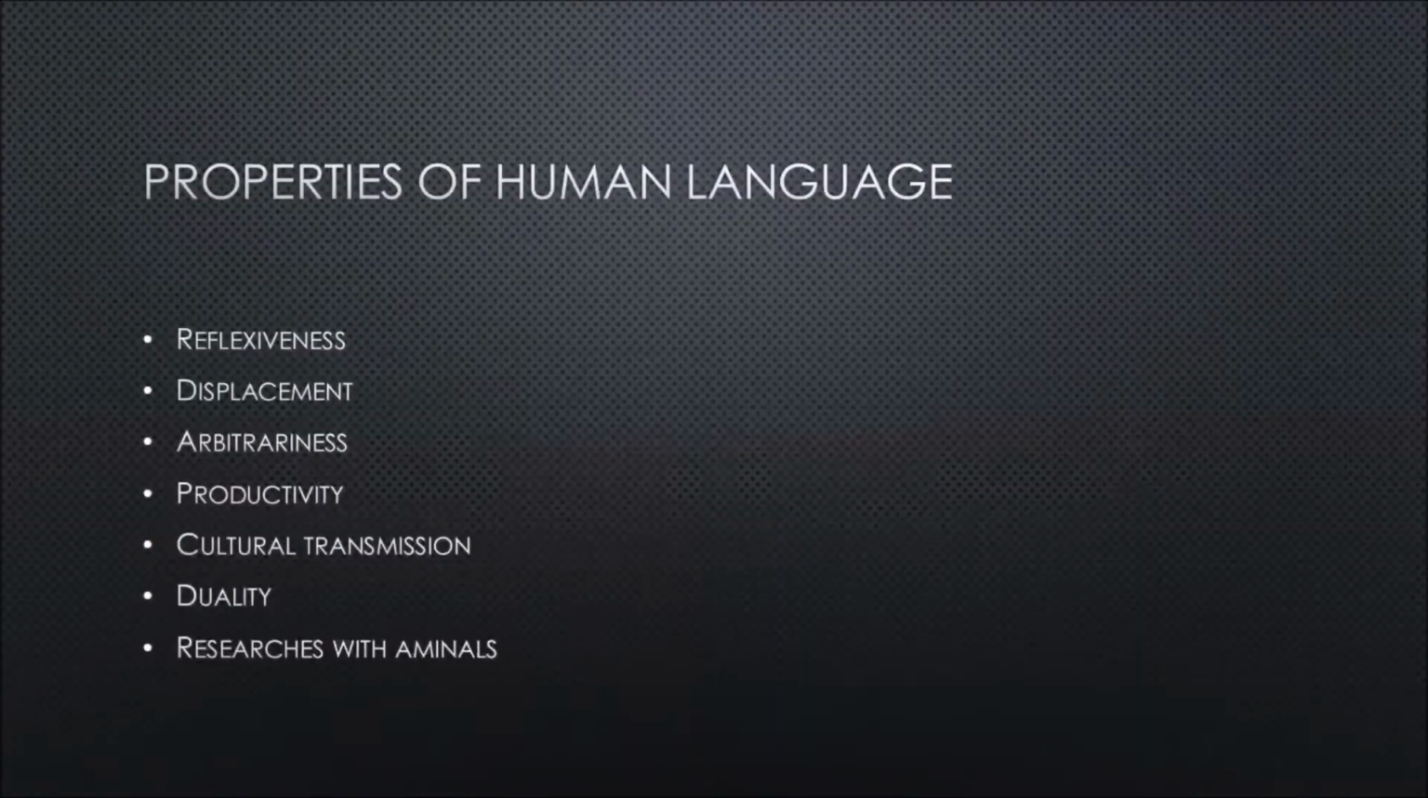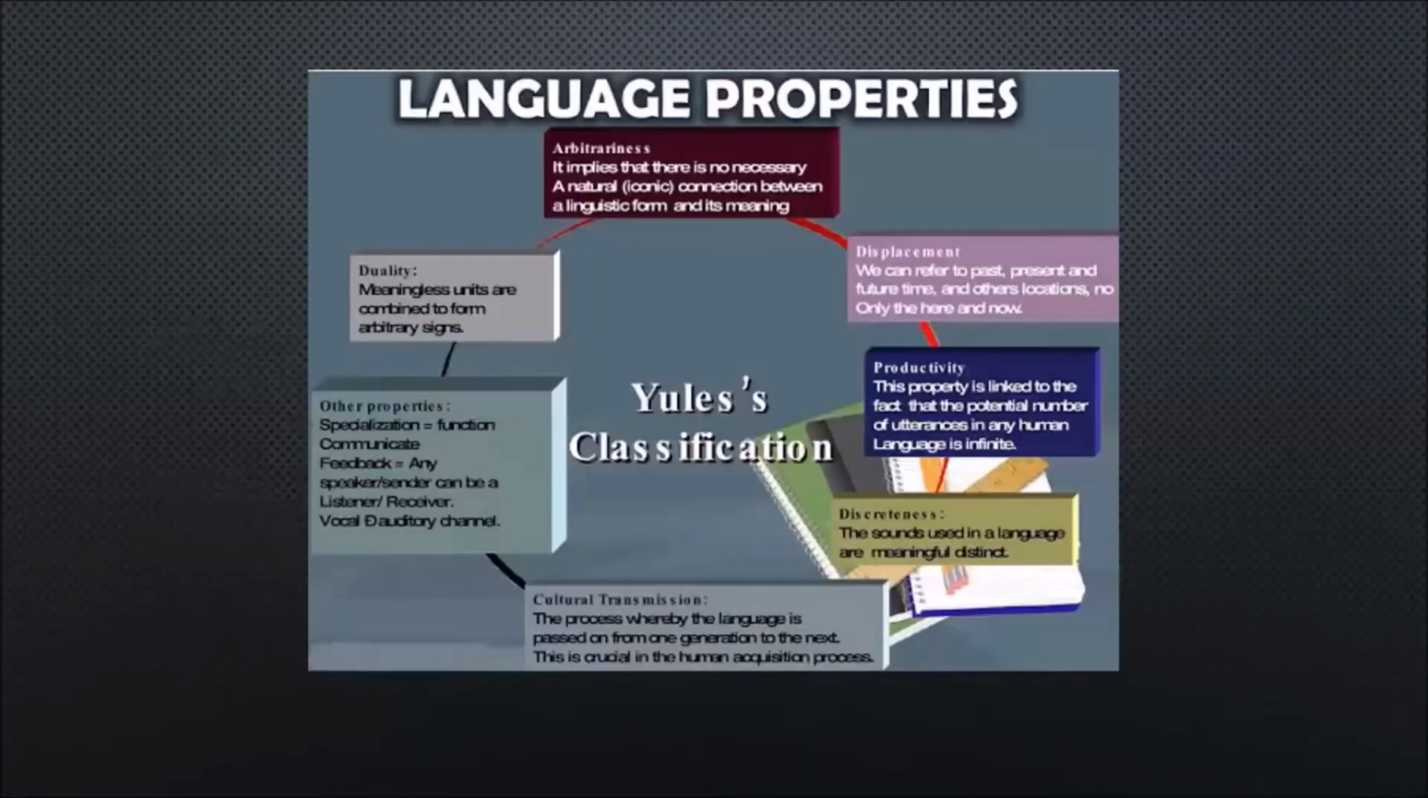Another feature of language, we can see here: reflexiveness, displacement, arbitrariness, productivity, cultural transmission, duality, and then we are going to see some research in animals. So we have here a general idea about these properties, about Yule's classification, because there are many different classifications. Then I'm going to upload another document in which you can see another classification from some other authors.